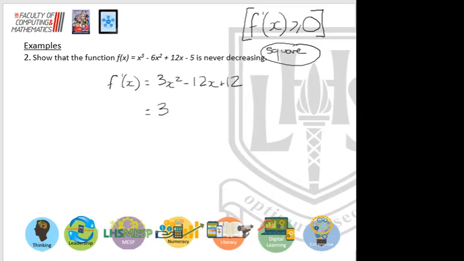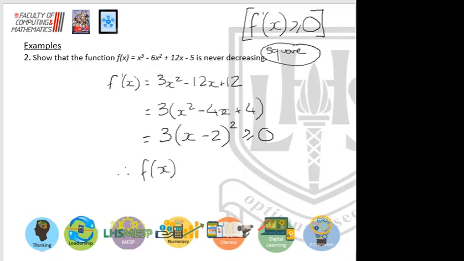Okay, so firstly, we've got a common factor of 3. So 3 times (x squared minus 4x plus 4). And then that trinomial actually is x minus 2 times x minus 2, or x minus 2 all squared. So that is a square thing. So because that's a square thing, it always has to be greater than or equal to 0. Therefore, f of x is never decreasing. The derivative is never less than 0, so it's never going down the way.